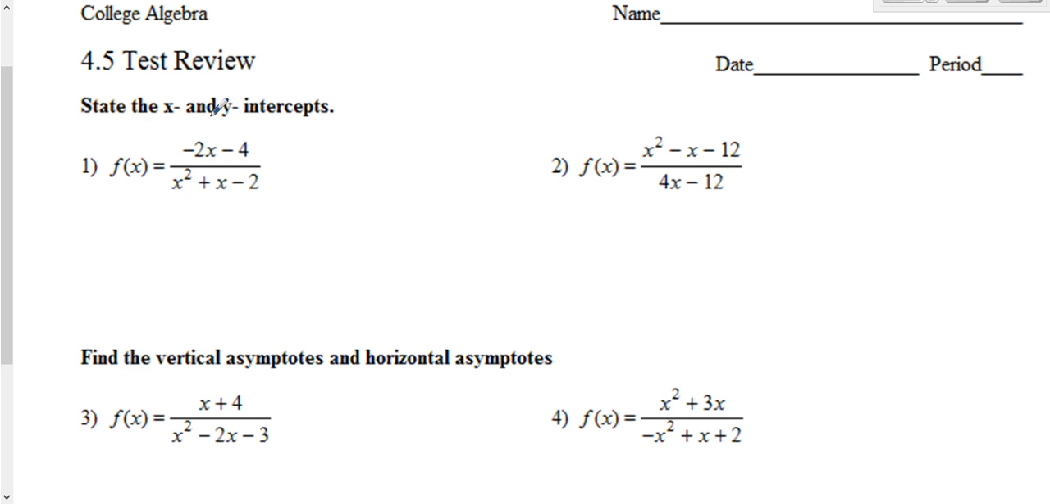Here is 4.5 test review. We are doing the x and y intercepts here for number 1. The first thing you need to do is to factor both the numerator and the denominator.